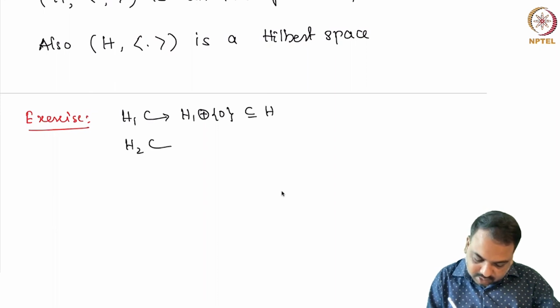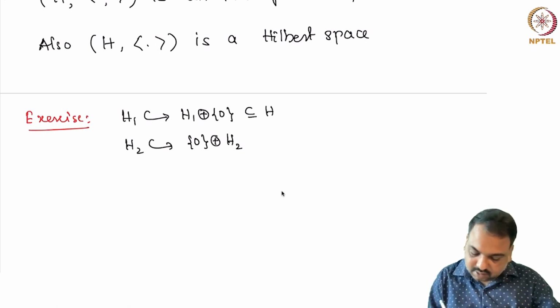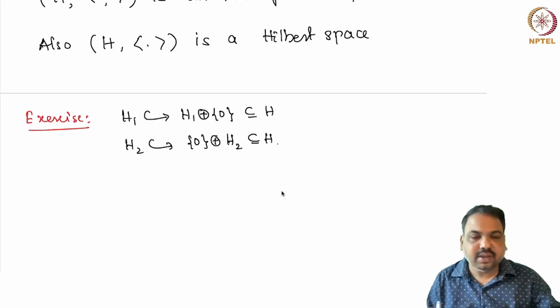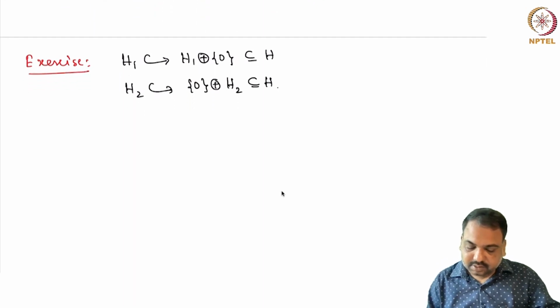And H2 can be embedded in 0 direct sum with H2. This is exactly a subset of it. You can compare this with the x-axis and y-axis in R2.